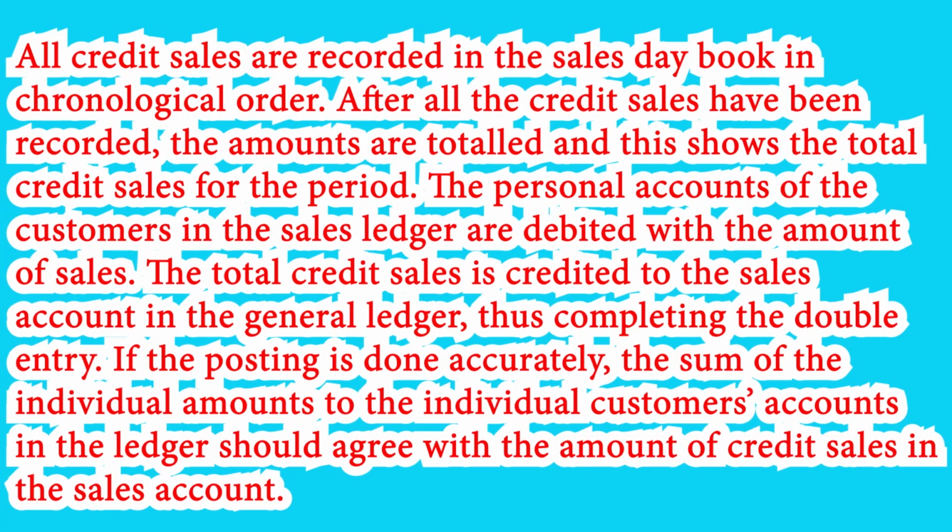All credit sales are recorded in the sales day book in order of dates. After all the credit sales have been recorded, the amounts are totaled, and this shows the total credit sales for the period. The personal accounts of the customers in the sales ledger are debited with the amount of sales. The total credit sales is credited to the sales account in the general ledger, thus completing the double entry.